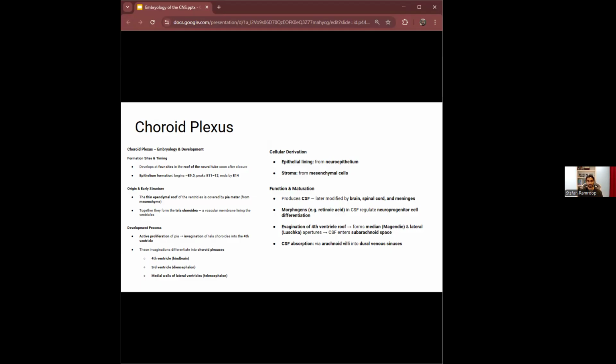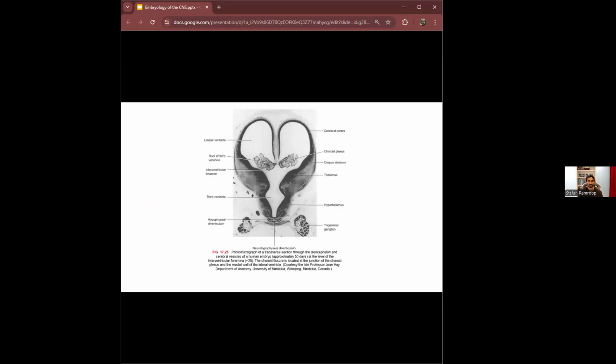As the roof of the fourth ventricle continues to develop, it will evaginate to form the median and lateral apertures, or the foramina of Magendie and Luschka, which allow CSF to flow into the subarachnoid space. And then finally, absorption of CSF occurs via arachnoid villi, which project into the dural venous sinuses to complete the CSF circulation pathway. This diagram here just shows a transverse section through the diencephalon and the cerebral vesicles at around day 50.